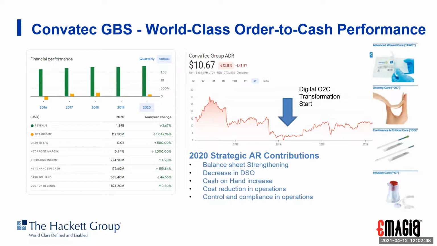Now, this is ConvaTec order to cash performance. Here, you can see, as a result of the transformation which ConvaTec is going through in 2020, strategic AR contributions: you can see the balance sheet strengthening, decreasing DSO, increase in cash on hand. This has been proved in various reports, and also cost reduction in operations, and controls and compliance in operations, basically.